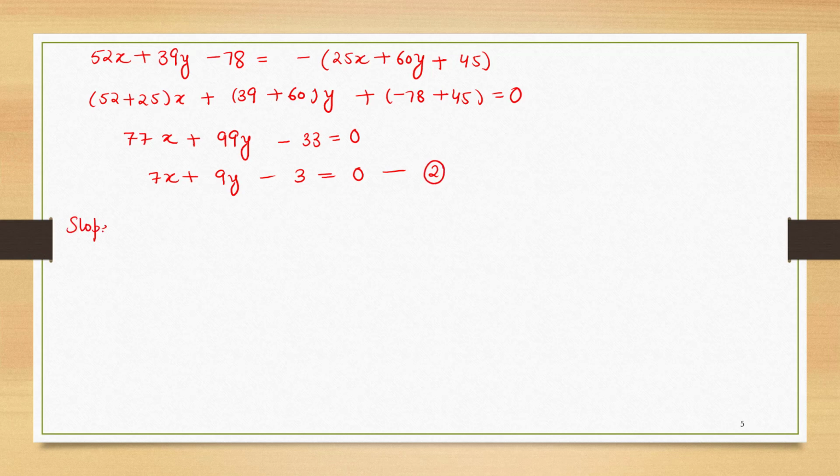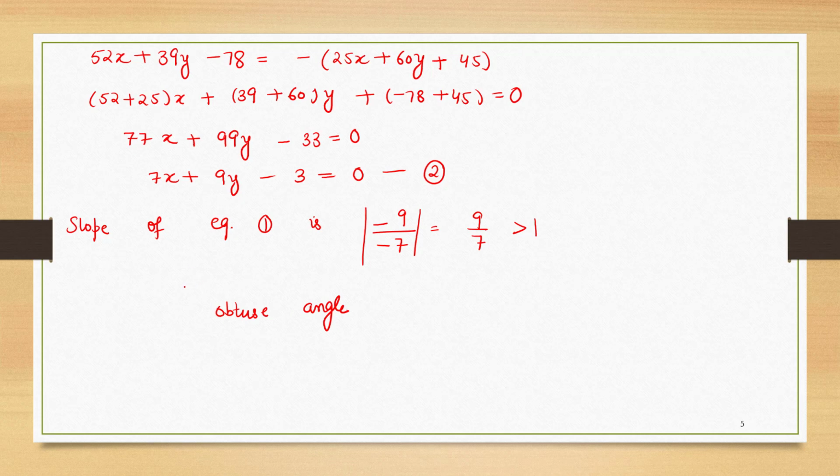Slope of the first equation is minus coefficient of x, that is 9, by coefficient of y, that is minus 7. Its mod is 9 by 7, which is more than 1. Its magnitude is more than 1, so it corresponds to an obtuse angle. Now let's find by equation 2. Since equation 1 is obtuse, we can say that it is acute.